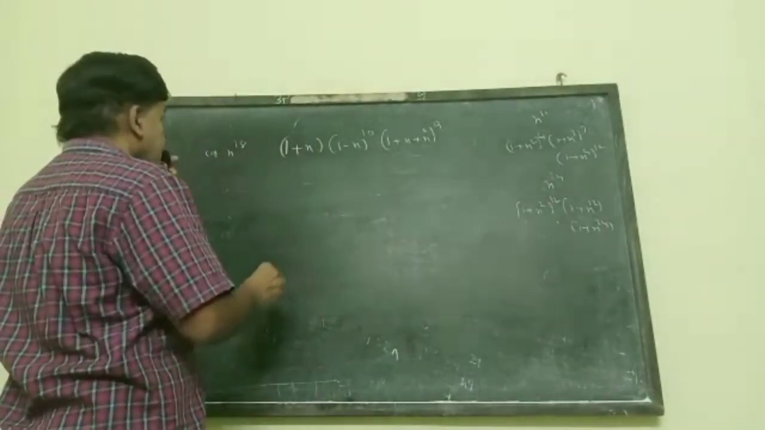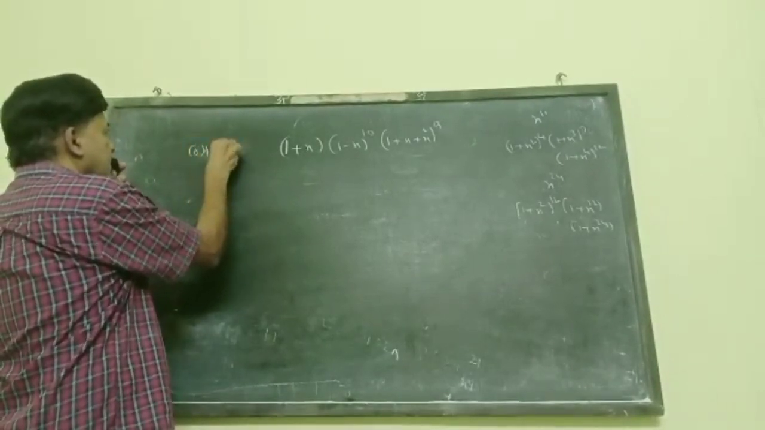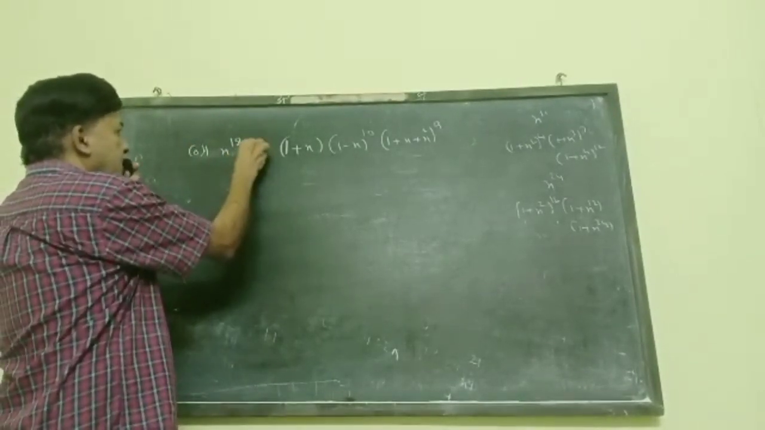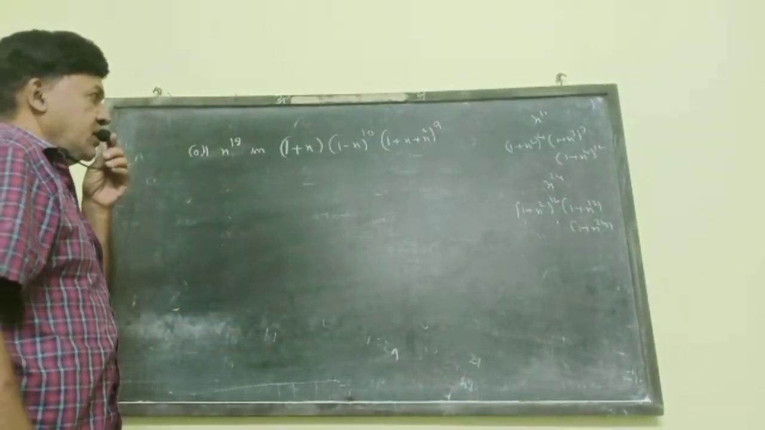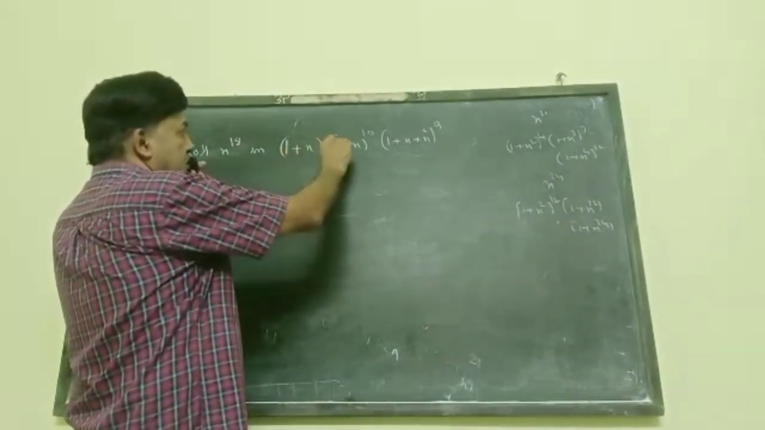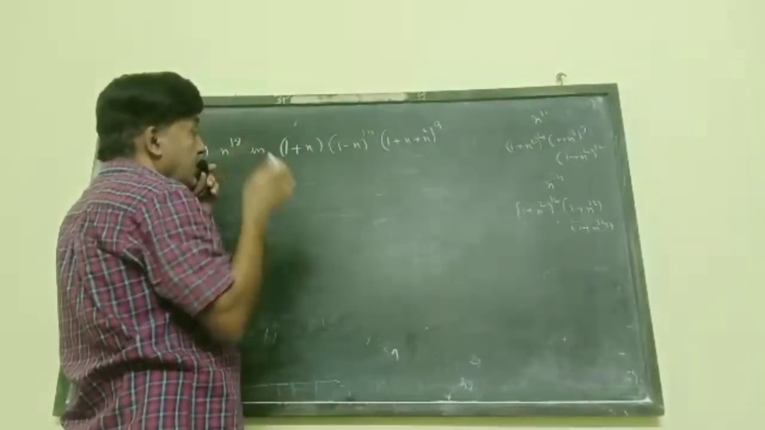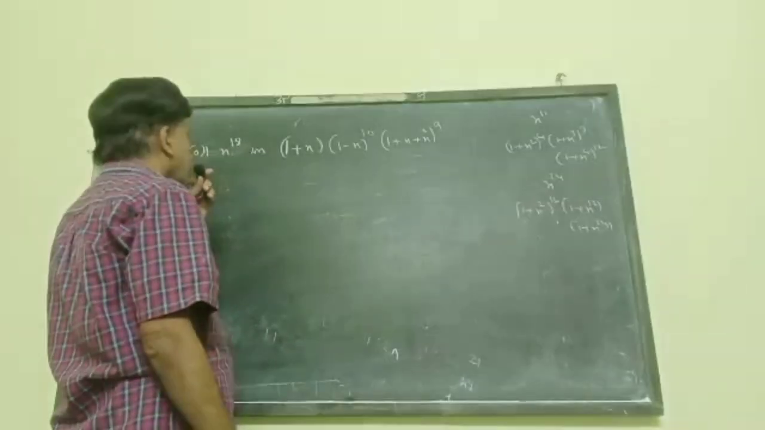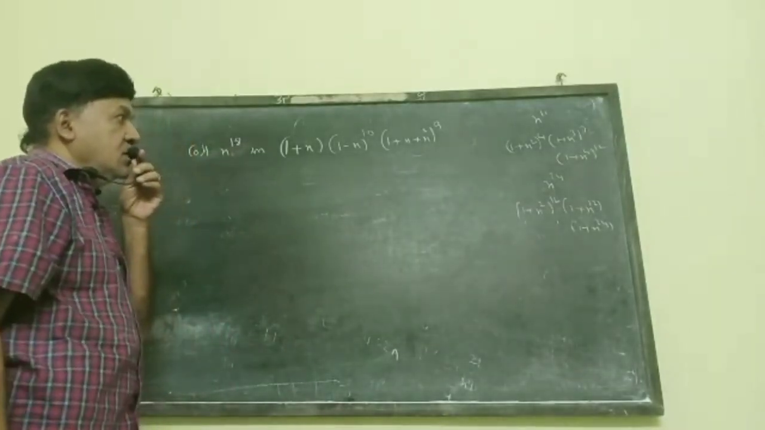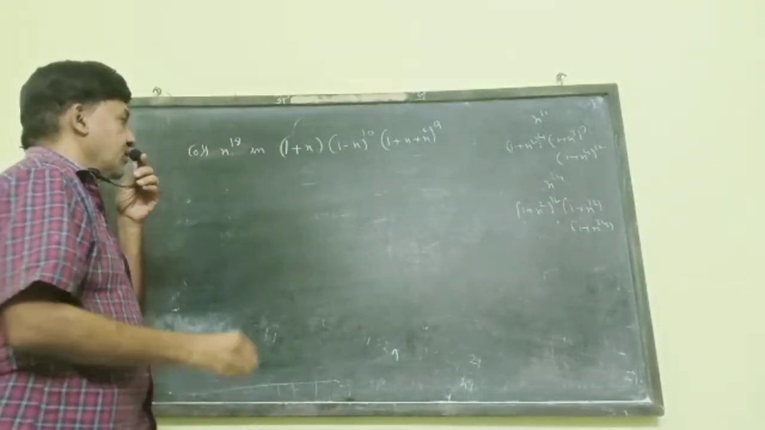Read this question. Find the coefficient of x^18 in the expansion of (1 + x)(1 - x)^10 (1 + x^2)^9. So I have to find the coefficient of x^18 in the product of this.